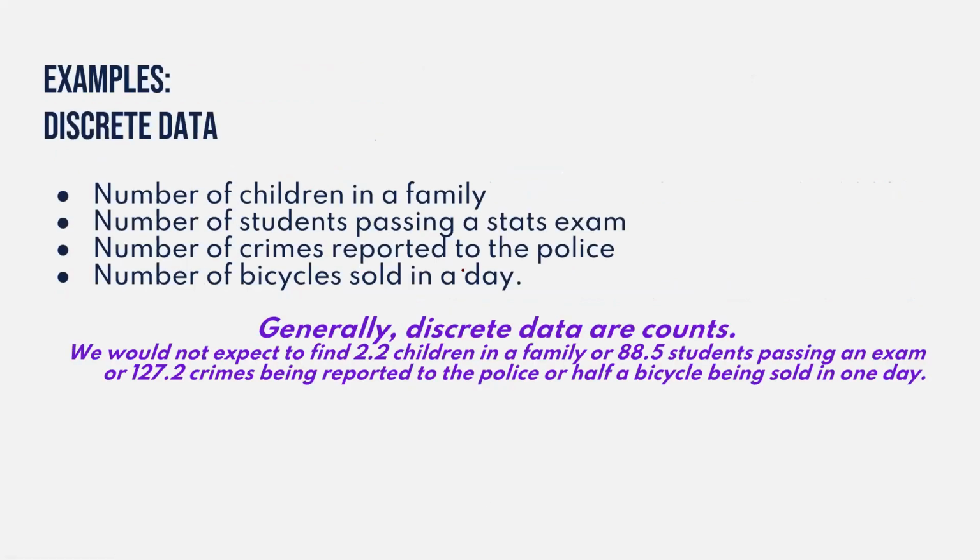So here are some examples of discrete. Number of children in a family. Here's another way you can figure out if it's discrete. I have one child, a son, child number 1. If I have another child, that would be my what child? Not my first child, but my second. So you know the next possible value. That's what discrete is. Number of students passing exams, number of crimes reported, number of bicycles sold. All these are counts. You know the next possible value.